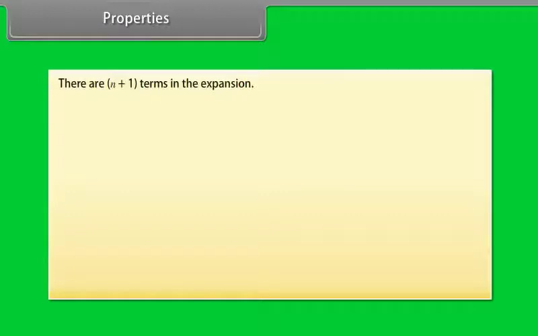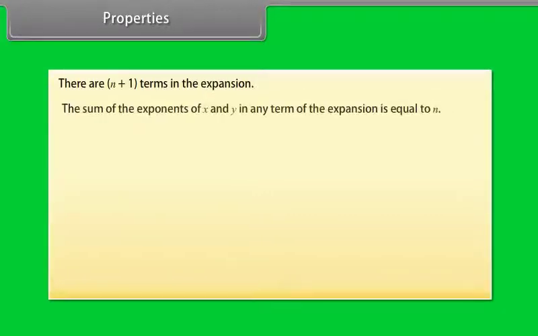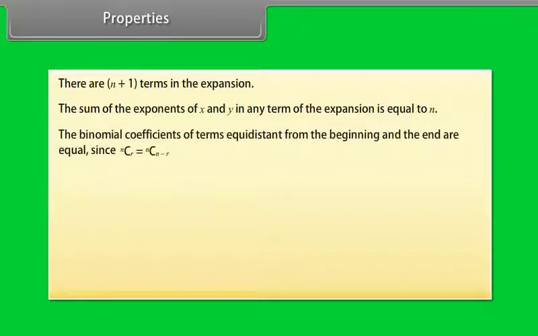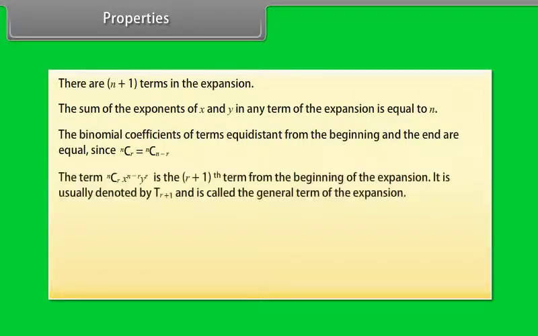Properties. There are n + 1 terms in the expansion. The sum of the exponents of x and y in any term of the expansion is equal to n. The binomial coefficients of terms equidistant from the beginning and the end are equal, since nCr is equal to nC(n−r). The term nCr x^(n−r) y^r is the (r + 1)th term from the beginning of the expansion. It is usually denoted by t(r+1) and is called the general term of the expansion.